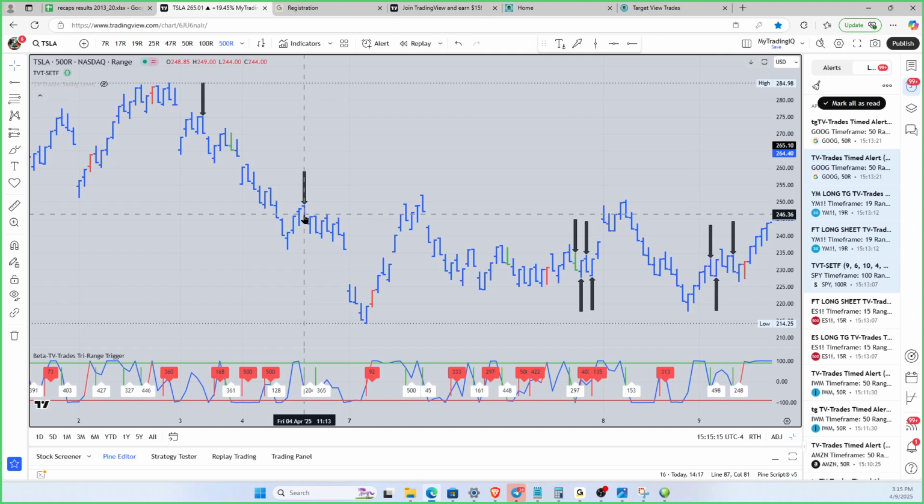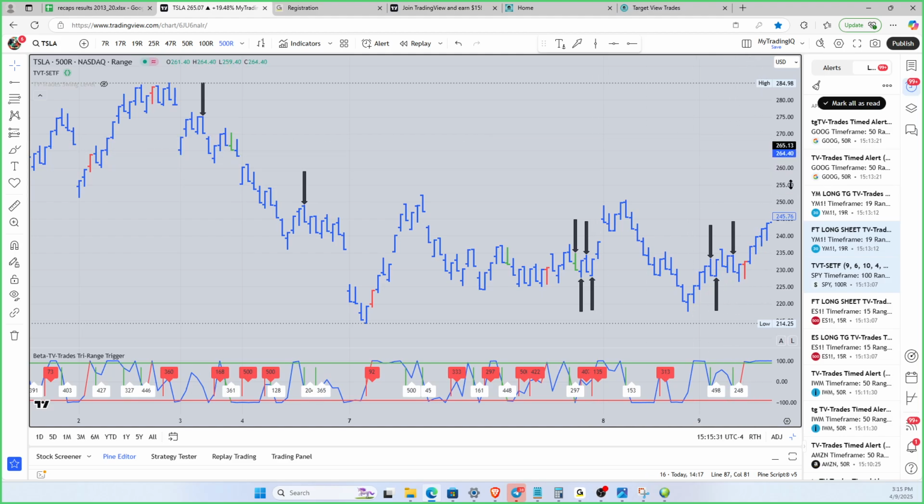And how do you decide what range bars to use for each stock? I look at the price of the stock. If it's like 200 or above, you can usually use a 100 range to 500 range, depending how much volatility there is.